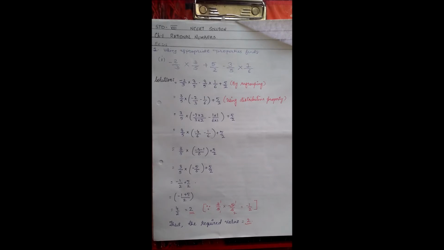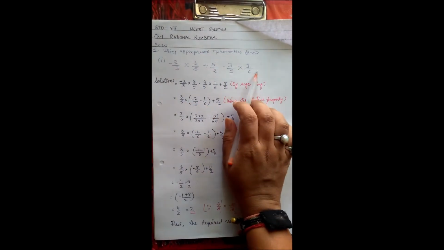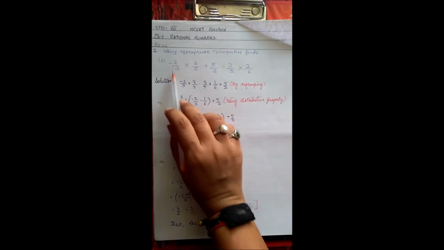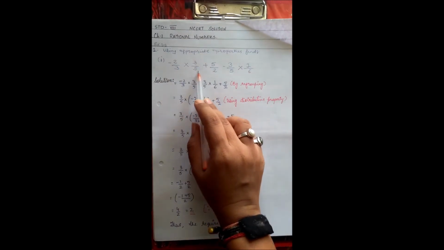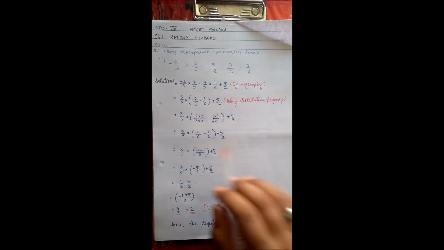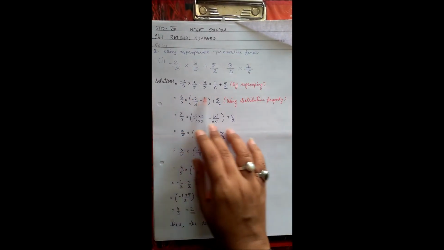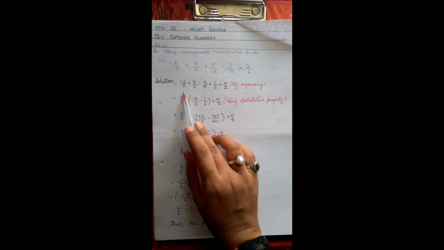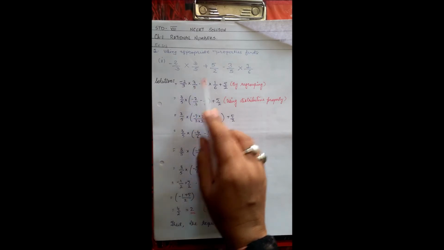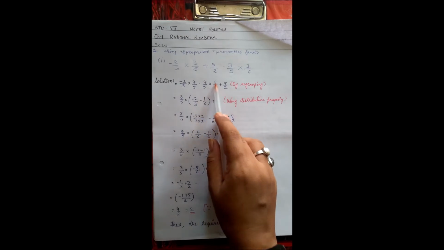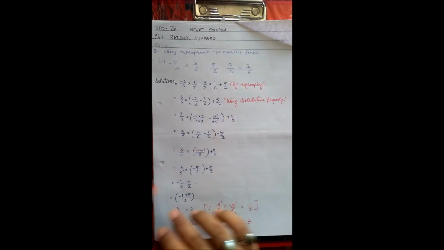So first question is using appropriate properties, find. We have to find the answer by using the appropriate properties. So it is minus 2 upon 3 into 3 upon 5 plus 5 upon 2 minus 3 upon 5 into 1 upon 6. So we will first group it. So minus 2 upon 3 into 3 upon 5. This 3 upon 5 we will bring this side. So minus 3 upon 5 into 1 upon 6 plus 5 upon 2.